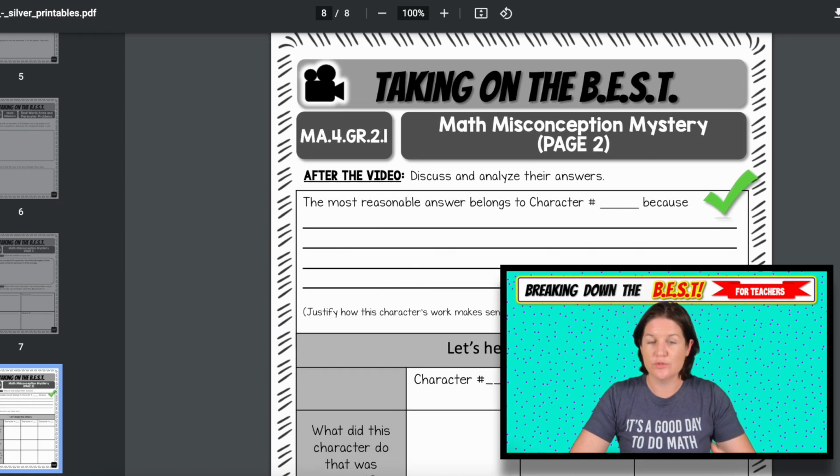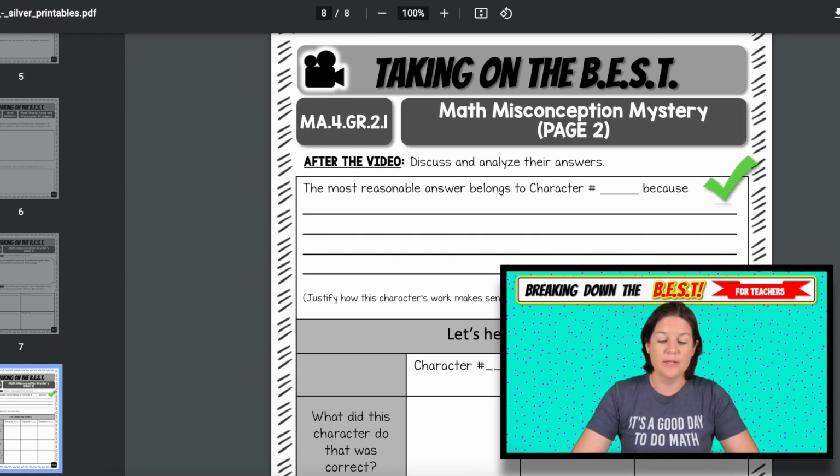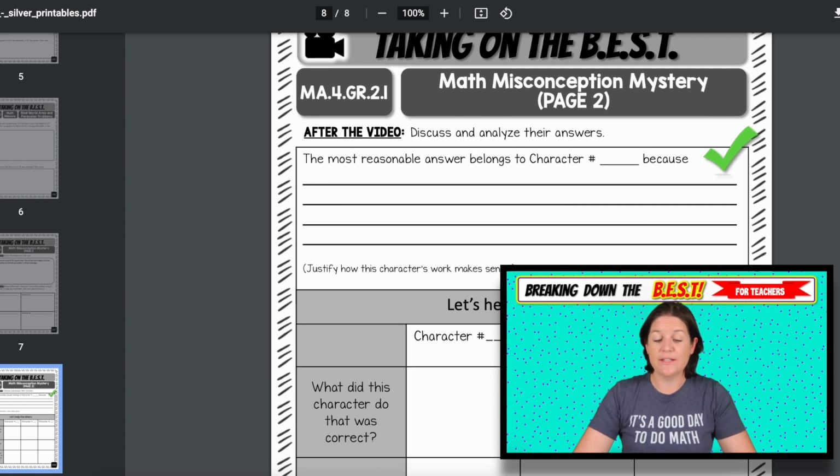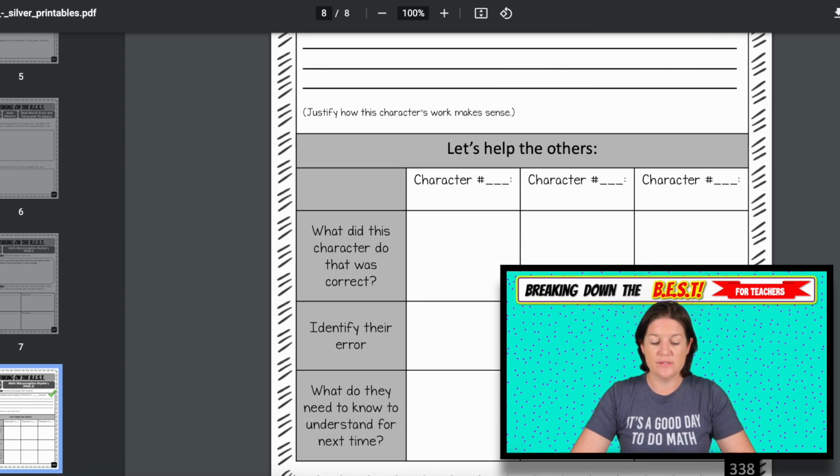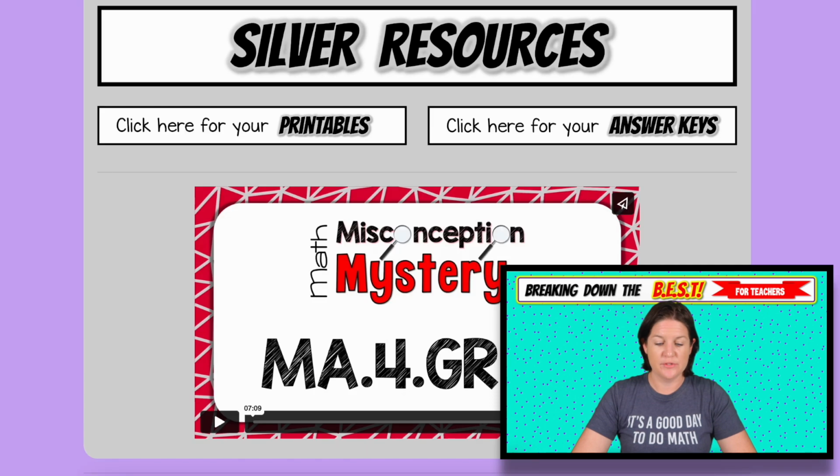And after the video, students will be able to discuss this problem, discuss what the characters did correctly and incorrectly, and fill out this detective report. So that's the silver plan. You've got your answer keys right there.